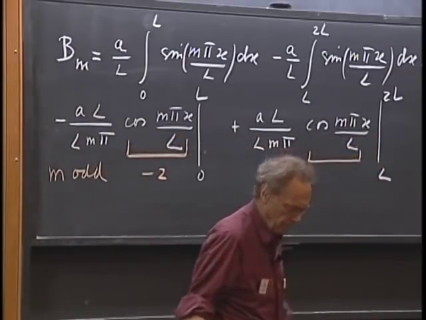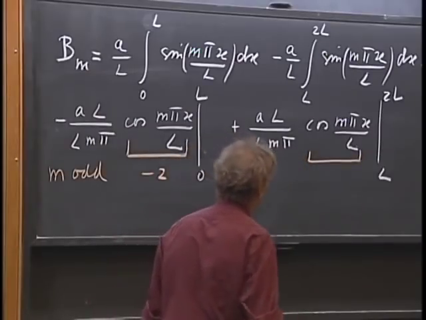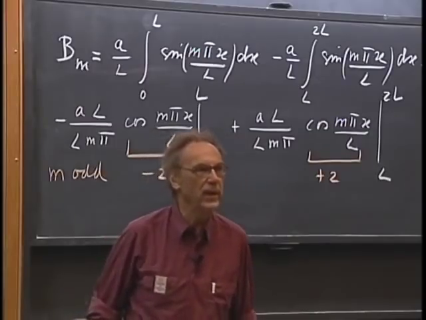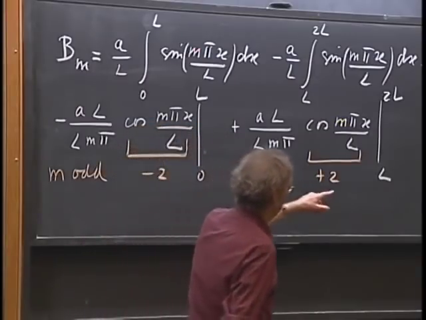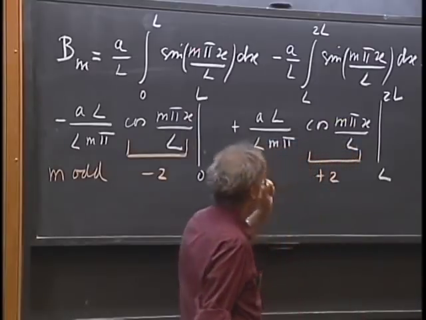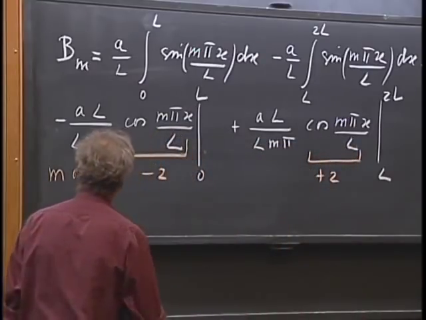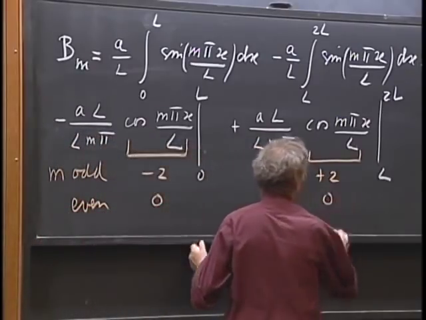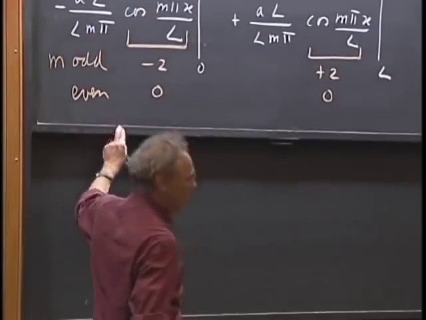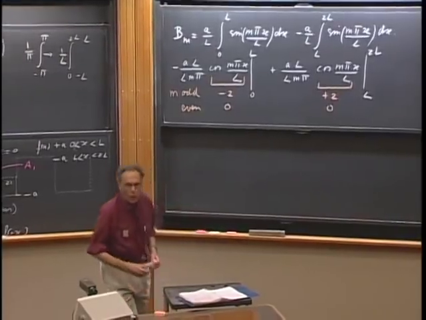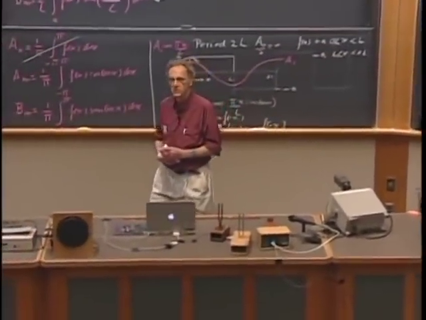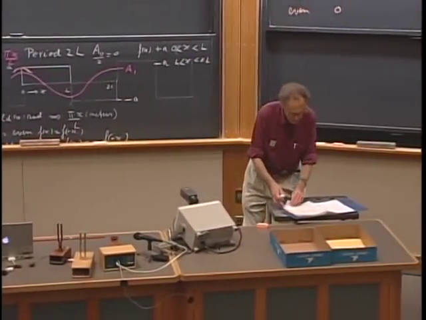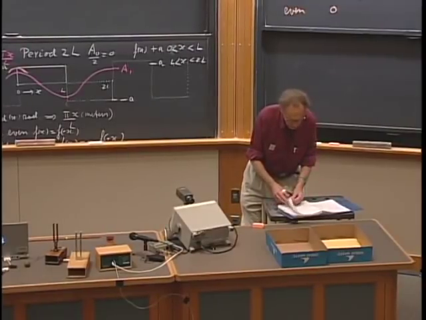And so this one, if you do that, you get plus 2. Check it, and you will see that it is plus 2, because the boundaries, L to 2L, are different. It's not the same as 0 to L. But if m is even, you get a 0 here, and you get a 0 there. And so what comes out is exactly what we predicted, that all even values of m will give zero values for b, and that only the odd values will give me values that are not zero.